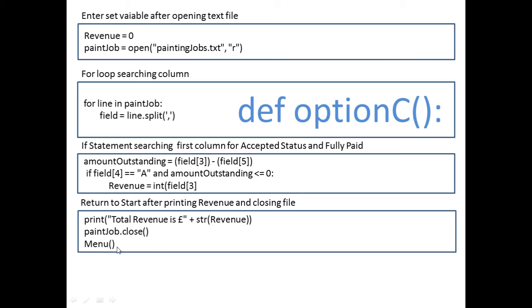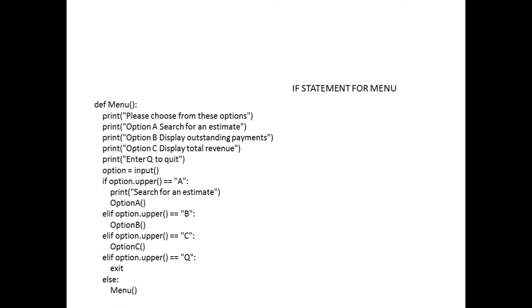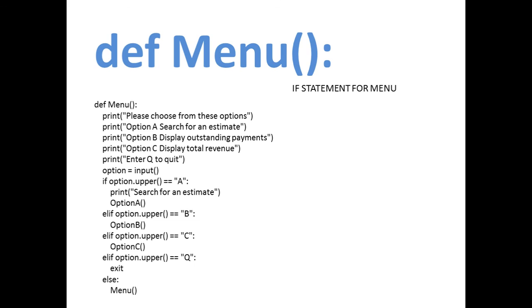Now, at this point, if you can do all that, you should not need help with the menu. But let's go through it anyway. You print off your options. Then your first option runs option A, and that's searching for an estimate, and then option B, option C, exiting, and then if they don't do any of that, it returns you back to the main menu.